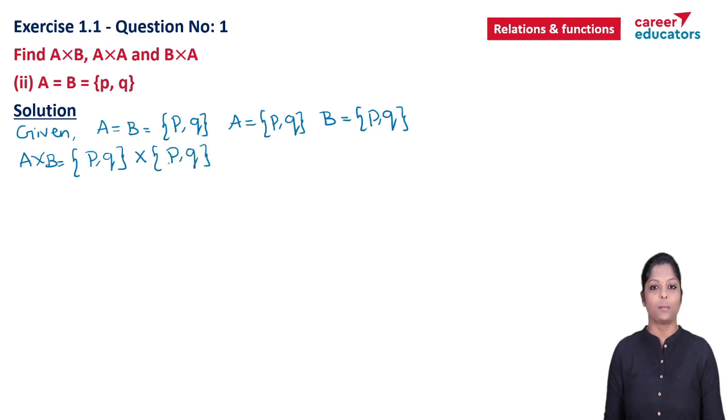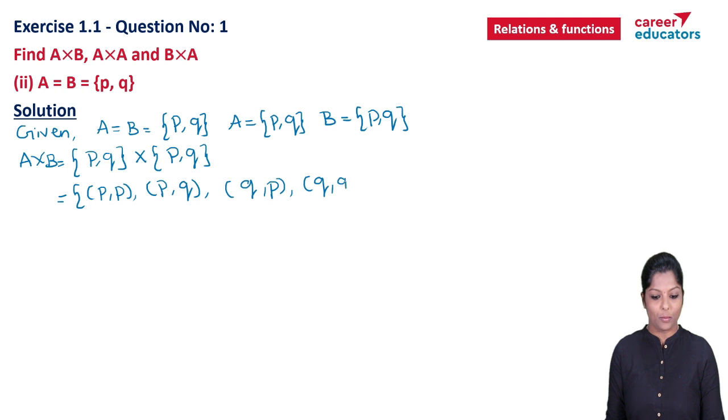In the next step, we have to pair the first element of A with all the elements of B. We will get (P, P), (P, Q). Likewise, we have to do it for the remaining element. We will get (Q, P), (Q, Q). That's all, we got A cross B.